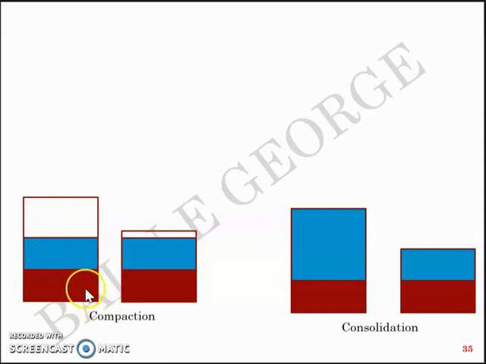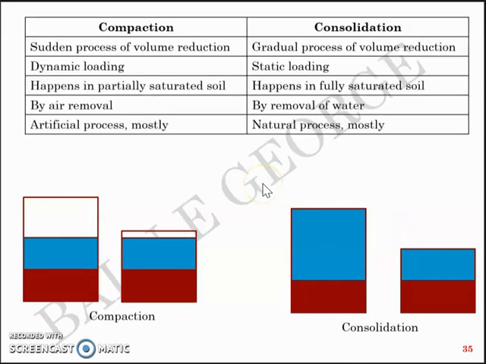In compaction, the reduction in volume is not due to the reduction in water, but due to the expulsion of air. So if you compare these two three-phase system diagrams, you can understand the difference. Here, the quantity of water remains almost the same, but the volume of air got reduced, which means air got expelled out. Whereas in consolidation, you didn't have air in the first place, and if there's any reduction in volume, it's entirely due to the expulsion of water. So the differences are marked here.